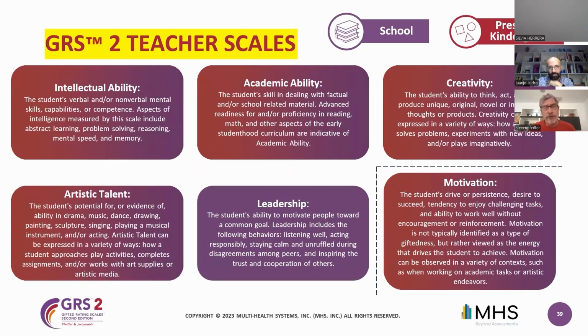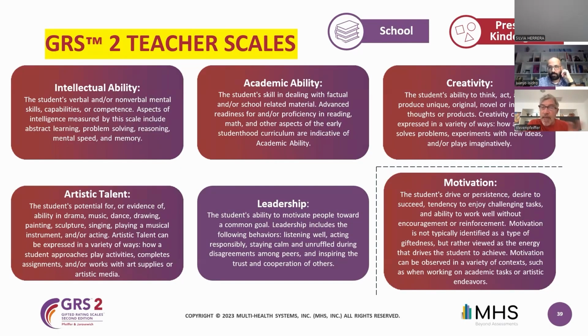Okay, so the GRS2 has a parent scale. It also has a teacher scale. Teachers are given the scale. They can complete it in 3 to 4 minutes. It's really quick, 3 to 4 minutes, and you can complete all the items. And it measures 6 different dimensions. It measures intellectual ability, both verbal and nonverbal mental skills, memory, problem solving, processing speed, reasoning ability. So there are items that measure intellectual ability on the Gifted Rating Scale teacher form.